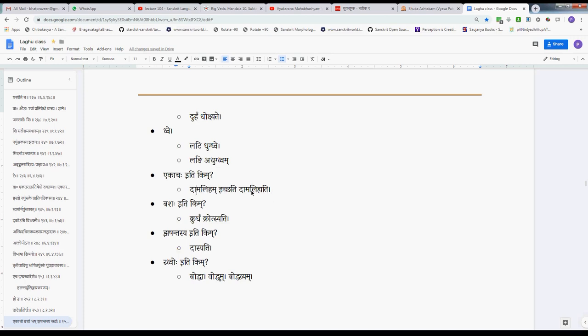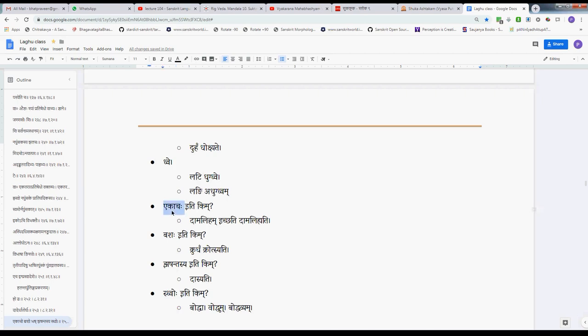But what happened here? Is it ekach? It is not ekach. Dam liham ichyati, here dam lih is not ekachanga. Therefore, what will happen here is that, what is following here? This lih. So he took an ekach example, it is not ekach, that's all we'll say. It is an anekach example. Therefore, we can move on from here.